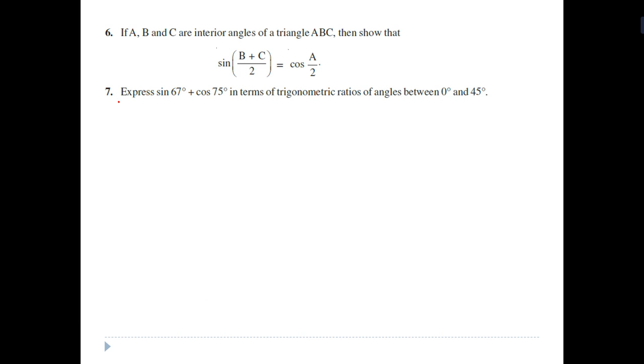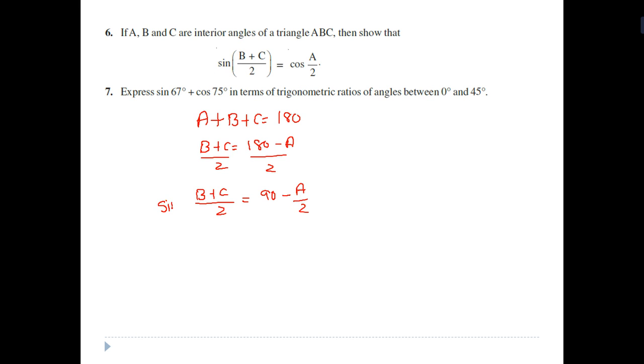Now next, question numbers 6 and 7, two sums still left, so it means the exercise is complete. A, B, C are interior angles of a triangle, so first of all we write A plus B plus C is equal to 180. Now B plus C is 180 minus A. If I divide both by 2, then (B plus C) by 2 is equal to 90 minus A by 2. Now if I multiply both sides by sine, it will convert into cos A by 2 and sine (B plus C) by 2.